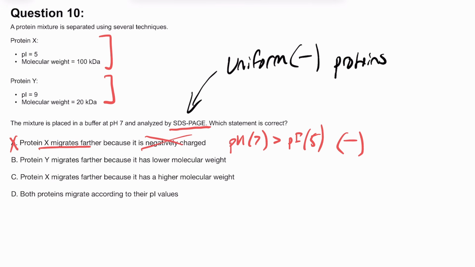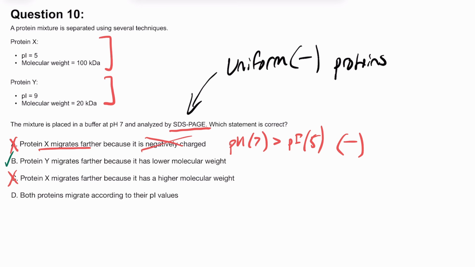B. Protein Y migrates further because it has a lower molecular weight. Okay, well that's plausible. We know that SDS-PAGE separates proteins based on size. And we know that proteins that are smaller will migrate further. So that makes sense. C. Protein X migrates further because it has a higher molecular weight. Well, this is the opposite. Again, a higher molecular weight would mean a protein migrates more slowly because it has to navigate through all those pores in the gel, and a larger protein will have a more difficult time navigating through smaller holes.